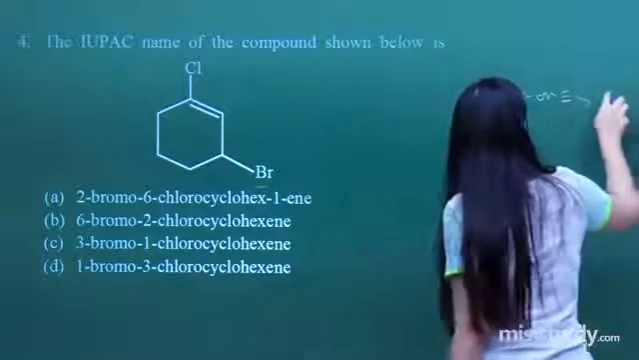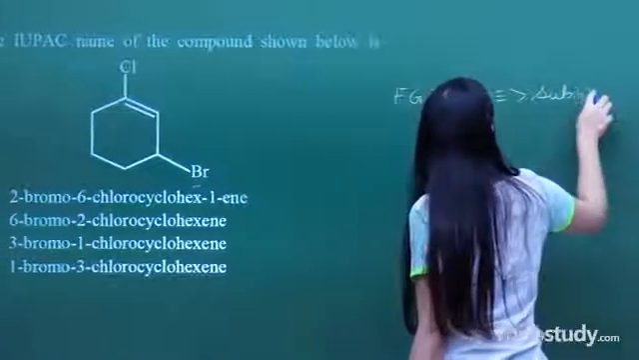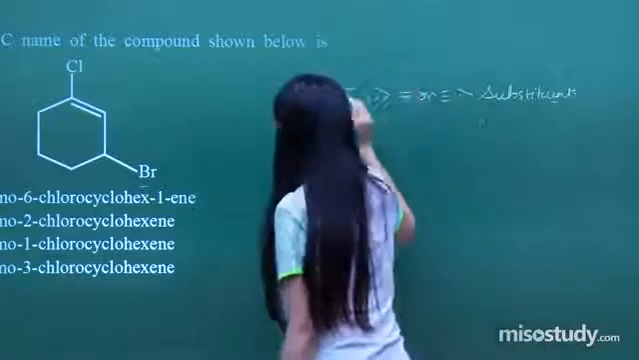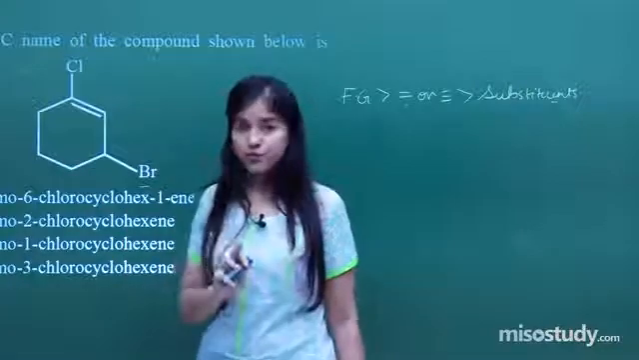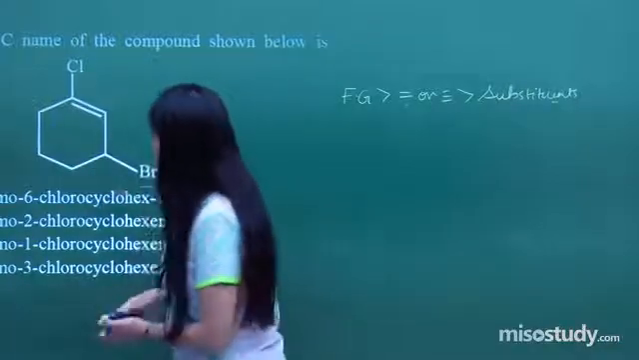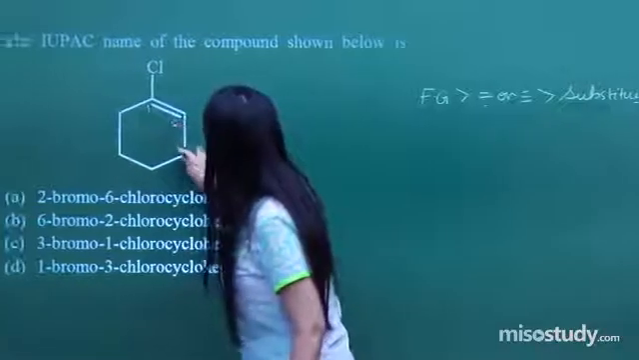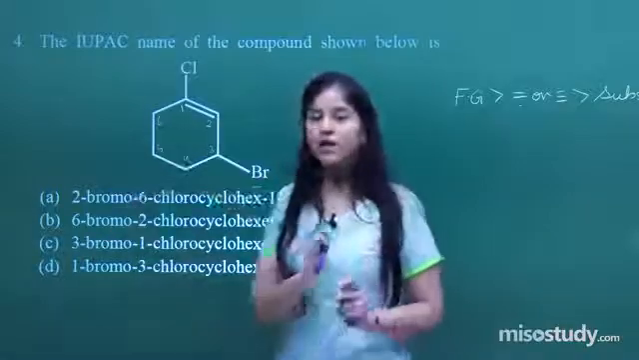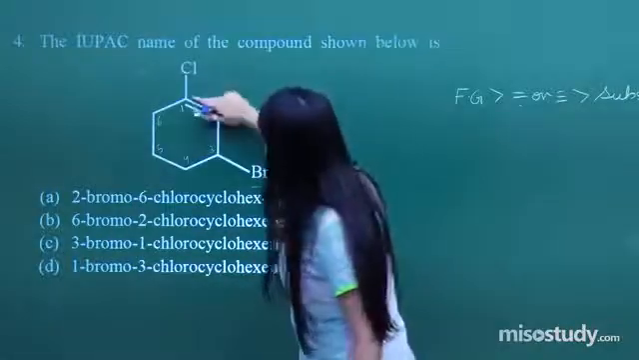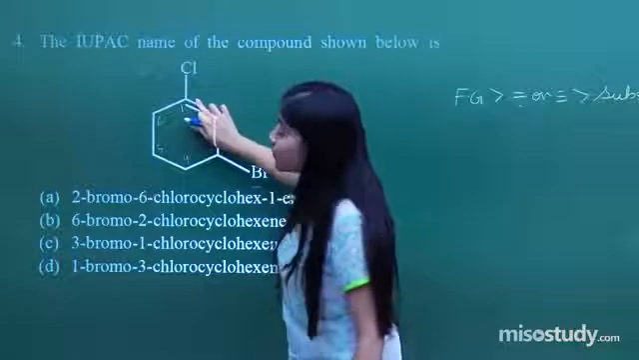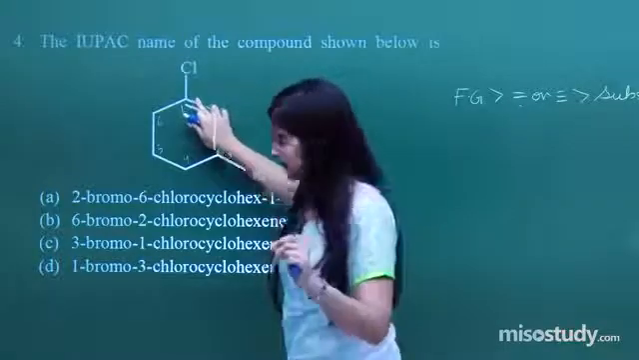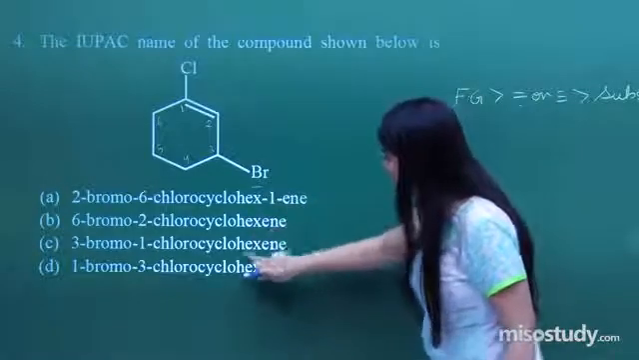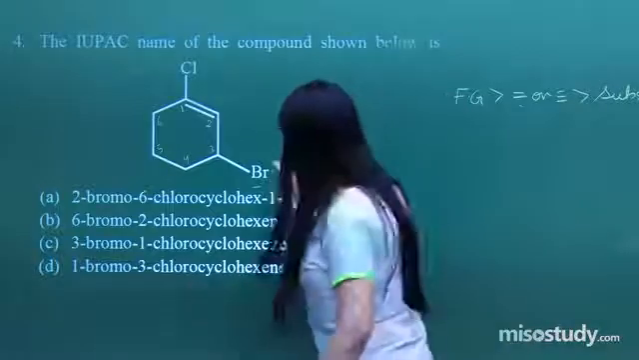And finally, then there comes the turn of substituents. That means I'll be giving the double bond the priority and not the substituents. That means what? I'll be giving 1 to this, 2, 3, 4, 5 and 6, not the other way around. I hope everybody is getting me. So it would be on the first carbon that I'll attach ene. So if you look at the options, I have got one ene, hexene, again hexene. That means one is in each and every option.